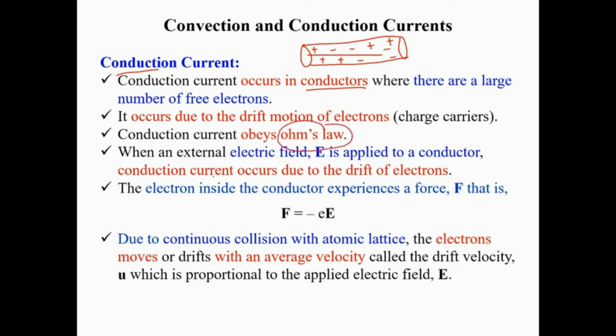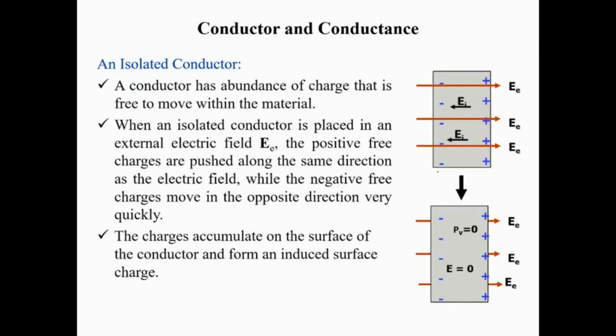So when an external electric field is applied to a conductor, the conduction current occurs due to the drift of electrons. I will use this figure to explain. You see, this is a conductor. It has positive charge and negative charge. Once you apply the electric field, it could come from a positively charged surface you put here, and the other surface is negatively charged. So there is an electric field from here to here.